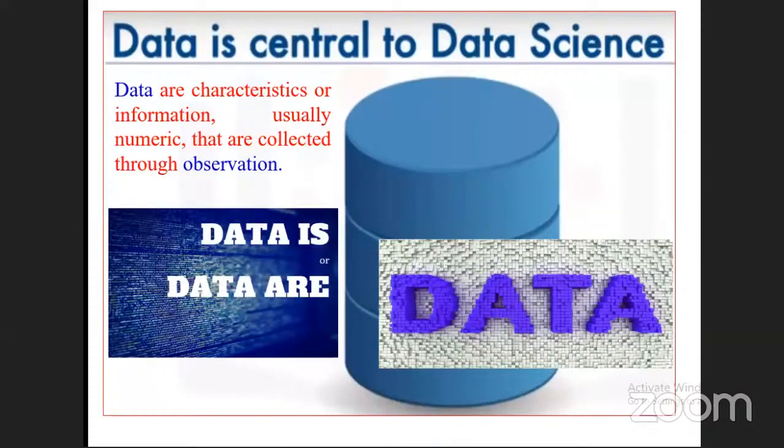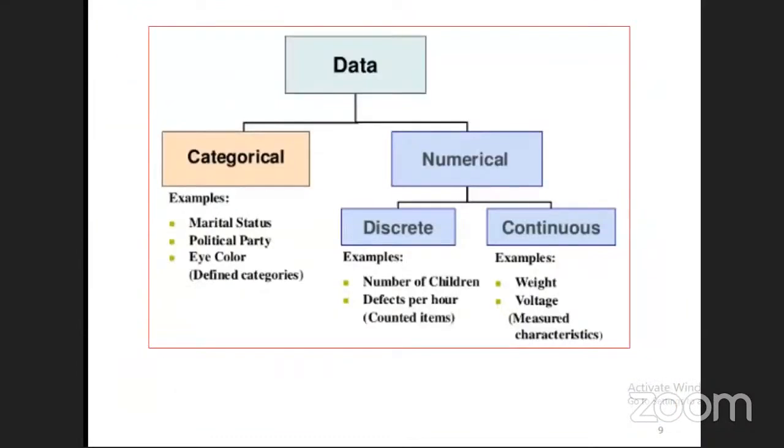So data is central to data science. Without data, there is no database application. So wherever data is present, we are going to solve very complex applications in data science with the help of machine learning, AI techniques, and deep learning techniques. Data is categorized into two types: categorical data and numerical data.